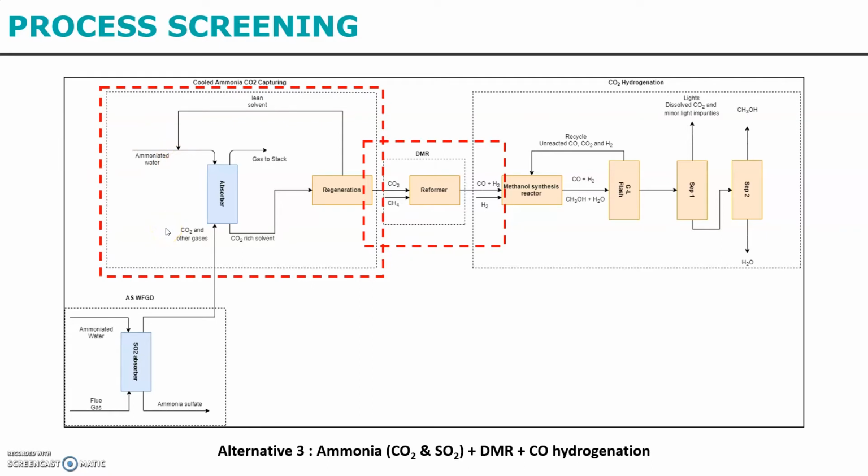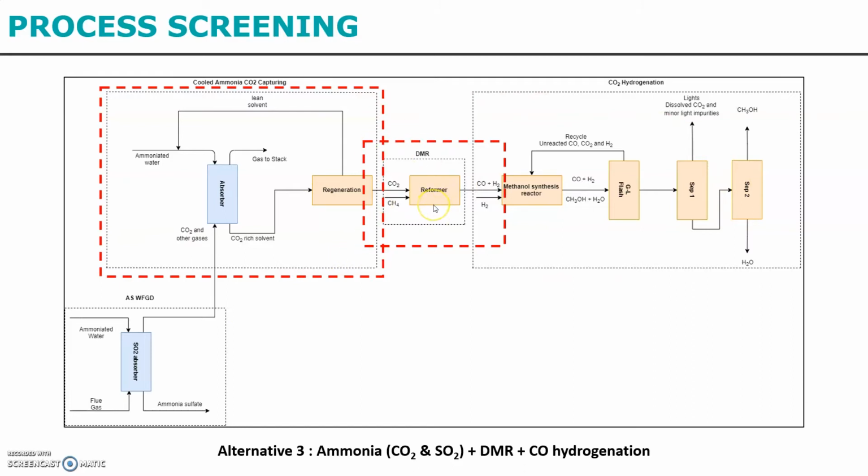The first and second alternatives use direct CO2 hydrogenation, which is reacting CO2 with purchased hydrogen to form methanol. However, due to the lower yield of methanol and high cost of purchased hydrogen, it reduced our EP1 greatly. So we came up with the third design alternative, as you can see in the slide. In the third design alternative, we introduced DMR in our process.